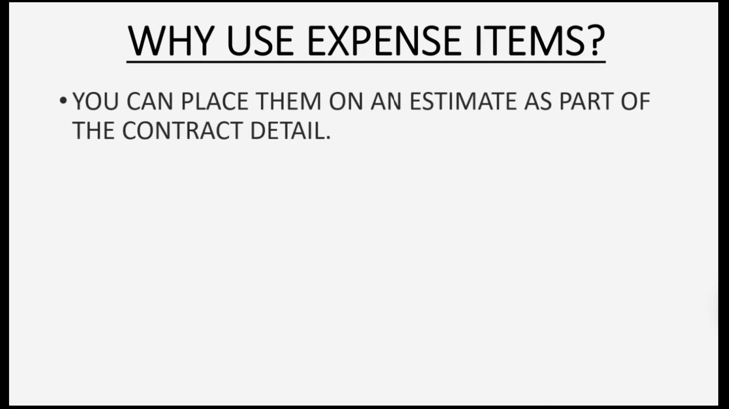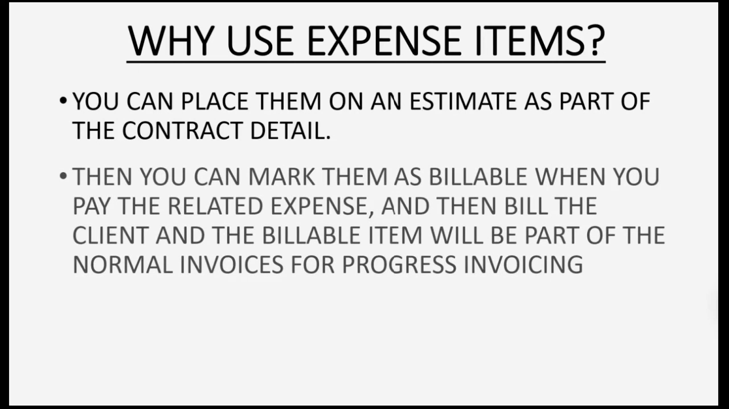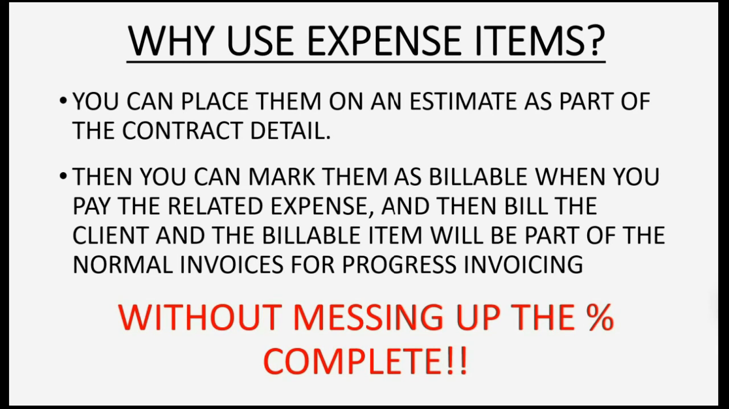Well, we use expense items because we can place them on an estimate as part of the contract detail in the work to be done section of the contract. Then we can mark them as billable when we pay the related expense and then bill the client, and the billable item will be part of the normal invoices for progress invoicing. And this time we won't mess up the percent complete the way we did earlier when we were billing only for expenses that affected the account in the chart of accounts without showing the quantity or without showing an item. So this way is better.